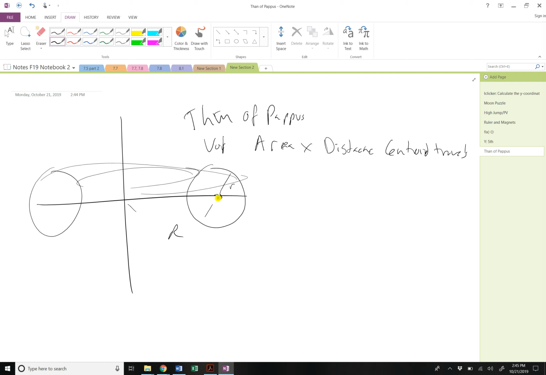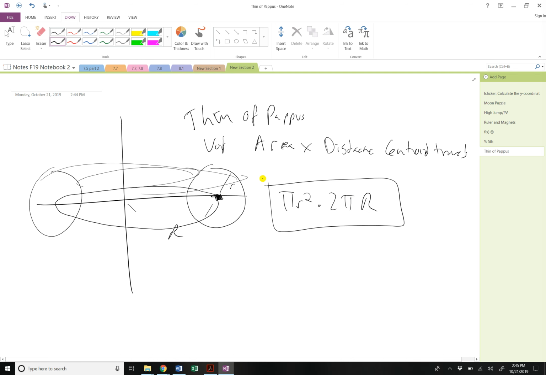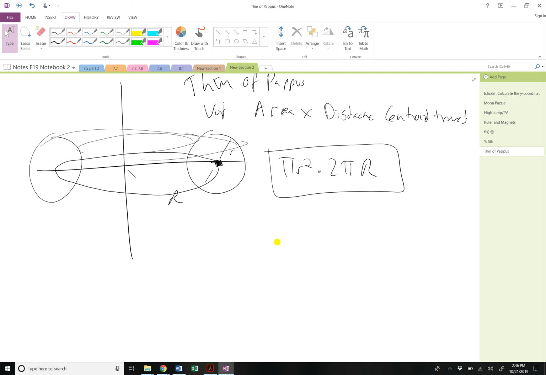Well, the centroid is right here, right in the middle of that circle. The area of that circle is pi r squared with the little r. And how far does that centroid travel as it moves around? 2 pi times big R. Okay, it took us 30 seconds. So some of you took an hour on that problem. So that's for volume of revolutions.